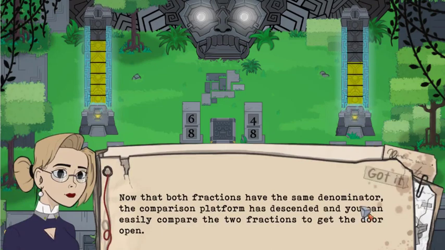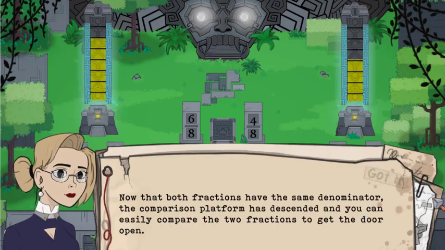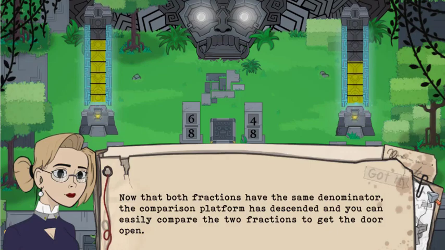Now that both fractions have the same denominator, the comparison platform has descended and you can easily compare the two fractions to get the door open.